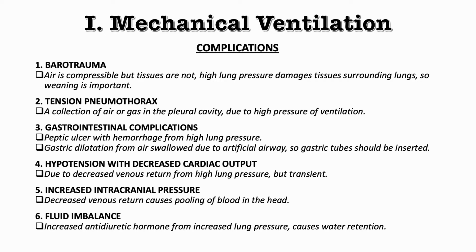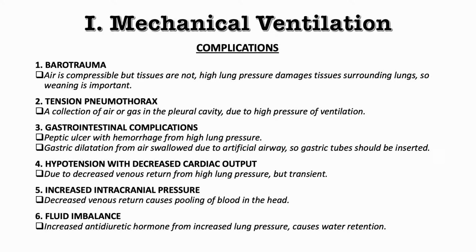How do we do the weaning? Example, there is an order to decrease FiO2 by 5% every 2 hours if ABG is good or if oxygen saturation is, for example, 95% and above.